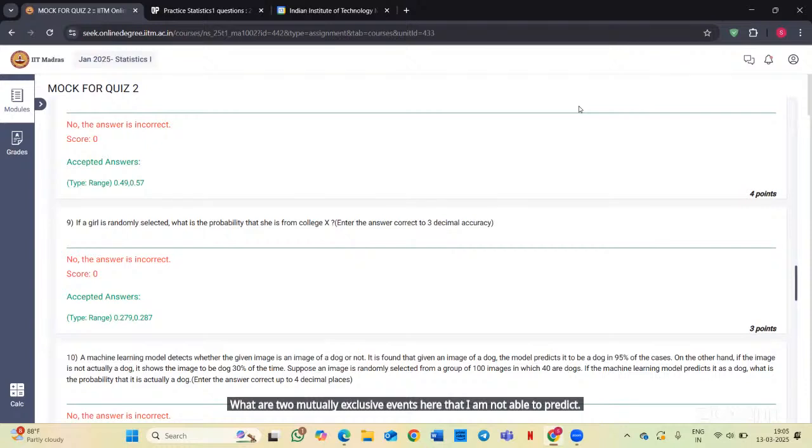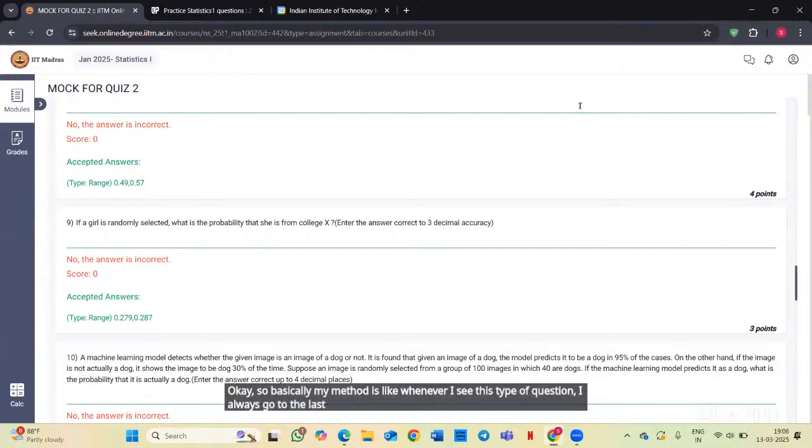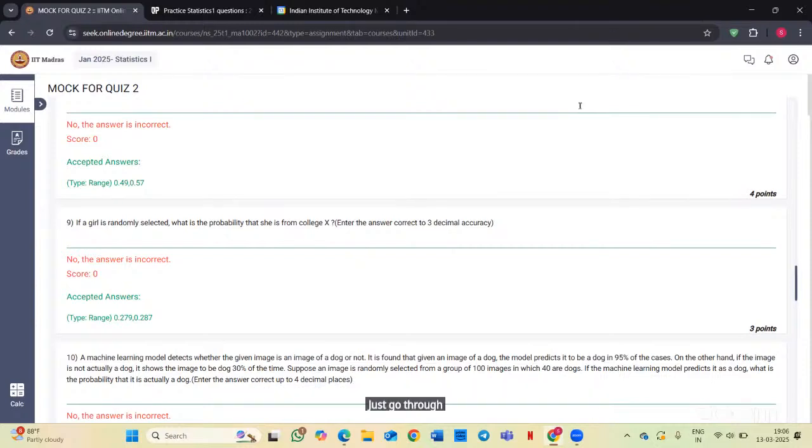Let me go through the question once again and let us solve this question. Basically, my method is that whenever I see this type of question, I always go to the last sentence to see what it is actually asking. Once you read the whole question, just go through the last line. If the machine learning model predicts it as a dog, what is the probability that it is actually a dog?